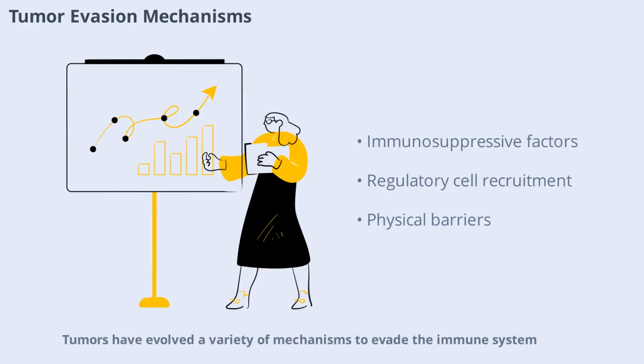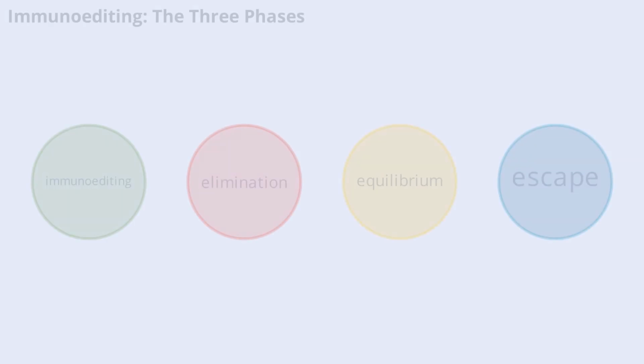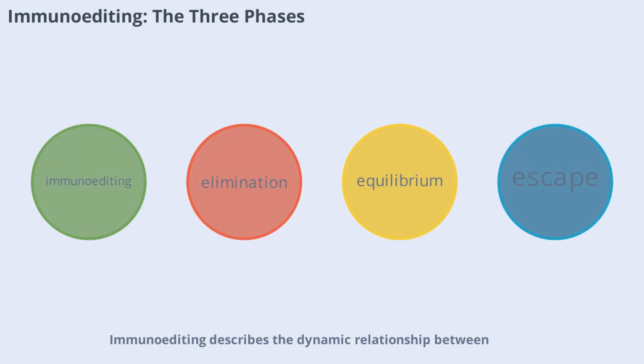Tumors have evolved a variety of mechanisms to evade the immune system. They can downregulate the expression of molecules that alert immune cells, secrete immunosuppressive factors, or recruit regulatory cells that dampen immune responses. Some tumors even create a physical barrier that prevents immune cells from reaching them. These evasion tactics make it challenging for the immune system to eliminate cancer and are a major obstacle in cancer therapy.